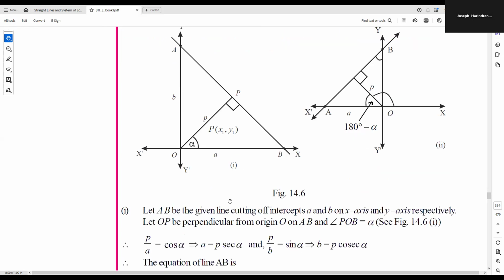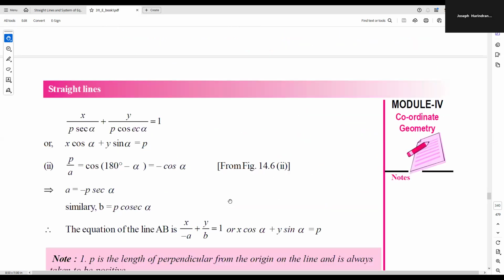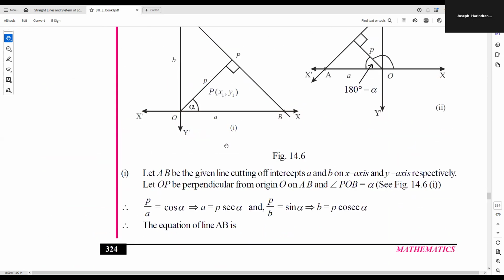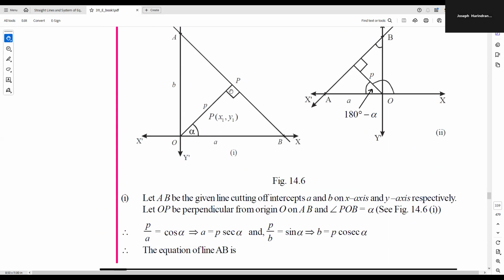And this is the equation. The equation is a trigonometric formula which can be given in this form: x cos alpha plus y sin alpha equal to p. We can remember it this way. Alpha is the angle, and this is important, between the normal, the perpendicular to that line, and the positive direction of the x-axis.